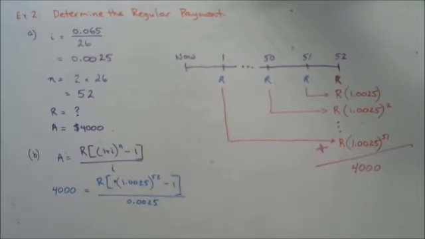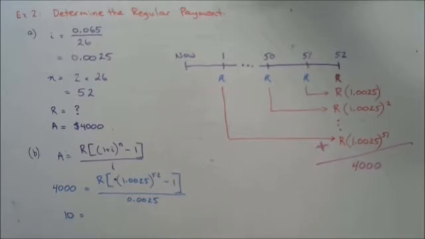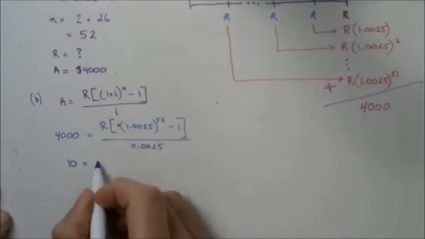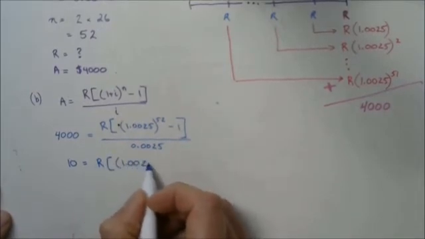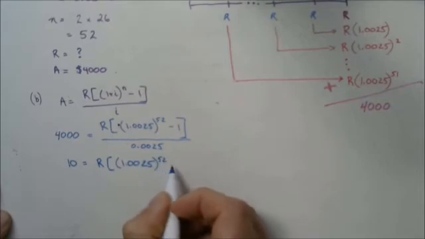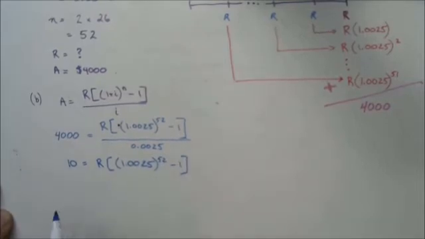That's the interest that it's going to represent. The difference is going to represent the interest earned. Okay, here we go. What am I going to do? I'm going to multiply both sides by 0.0025. So 4,000 times 0.0025 is 10. And then on the right side, I just have the numerator remaining, 1.0025 to the power of 52 minus 1, close bracket.